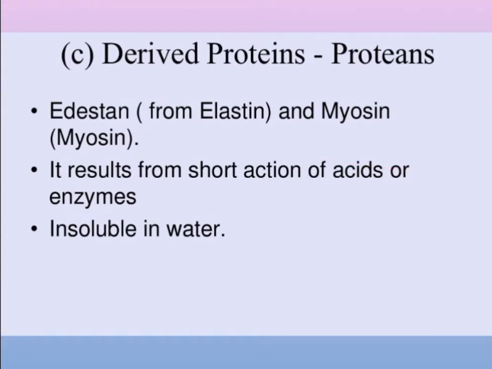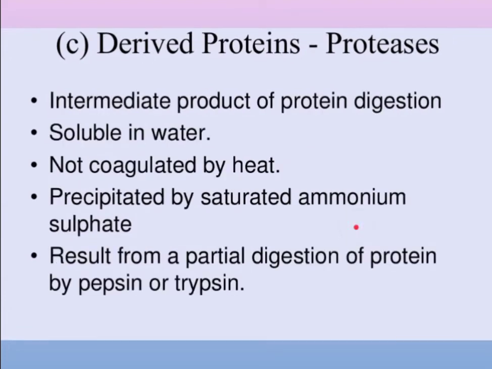Okay, so next classification, we have your derived proteins. Derived proteins are derived from simple plus conjugated proteins. A good example of a derived protein is your proteans. We have your edestan, which is from edestin, and myosan. It results from the short action of acids or enzymes. And please take note that your proteans are insoluble in water.